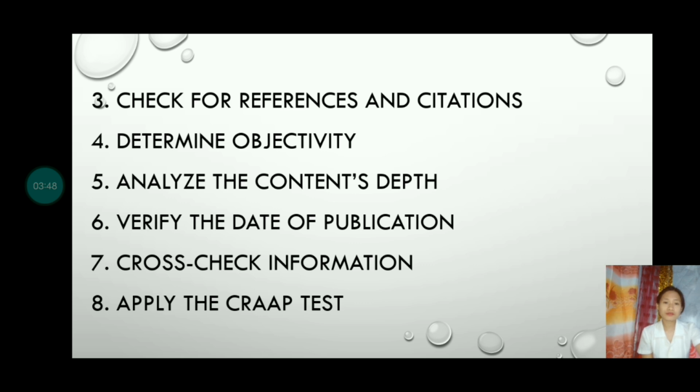Next is to analyze the content depth. Credible sources provide detailed explanations, data, and analysis. Superficial or overly simplified content is less likely to be trustworthy.